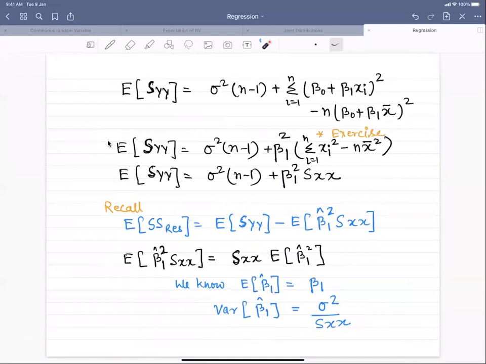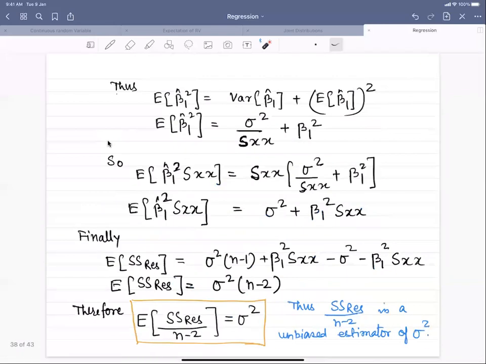So Sxx has come outside. We know that the expectation of beta 1 cap is beta 1, and the variance of beta 1 cap is sigma square divided by Sxx, which we proved in the last module. Why will we need them? Because we need to compute the expectation of beta 1 cap square. So again, we have to use this formula of variance.